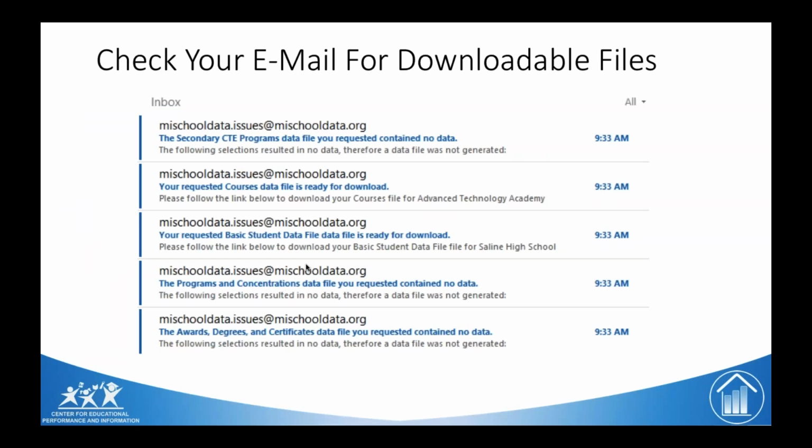So when those settings aren't bombing, you essentially send these results to yourself. They come to you at the email that you have on file with your user account, and they send you courses and secondary CTE programs, that basic one we were talking about. So check your email, and what you'll end up doing is downloading the file. Once you have all those logistics covered, let's look at what we'd be getting in the basic student data file first.